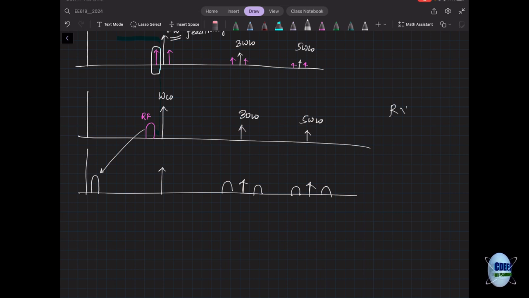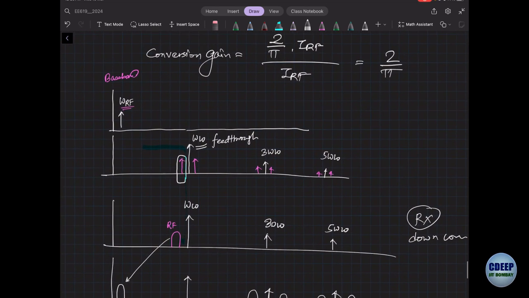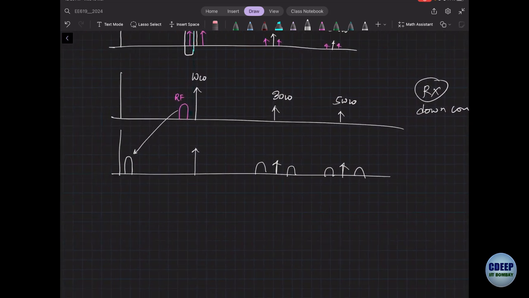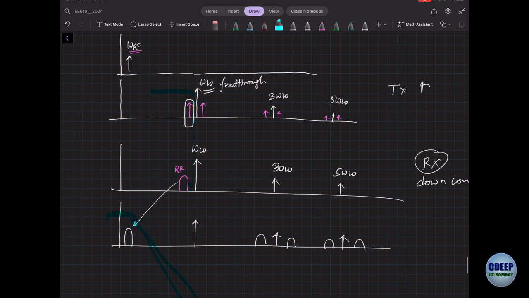Now this is the receiver example, so it's a down conversion, and this was TX, up conversion. So in this case, it's very easy for me to filter out everything else. Do you see that? Because things are far away. I have down converted it to low frequency, and after that, things are far away. So the simplest circuit that we just described can be used for down conversion. Up conversion, no, because all these other terms are close by.